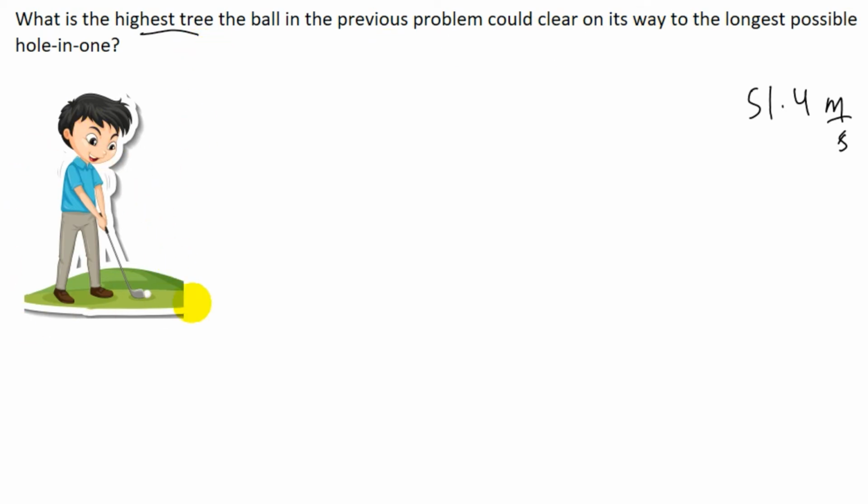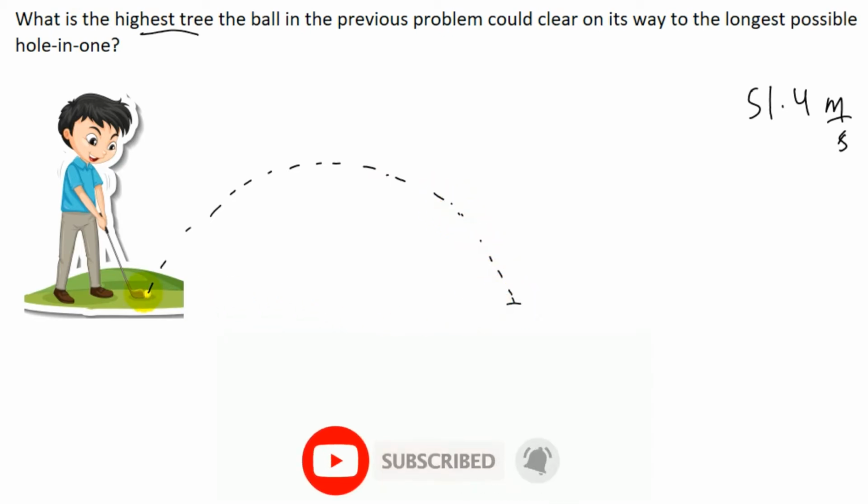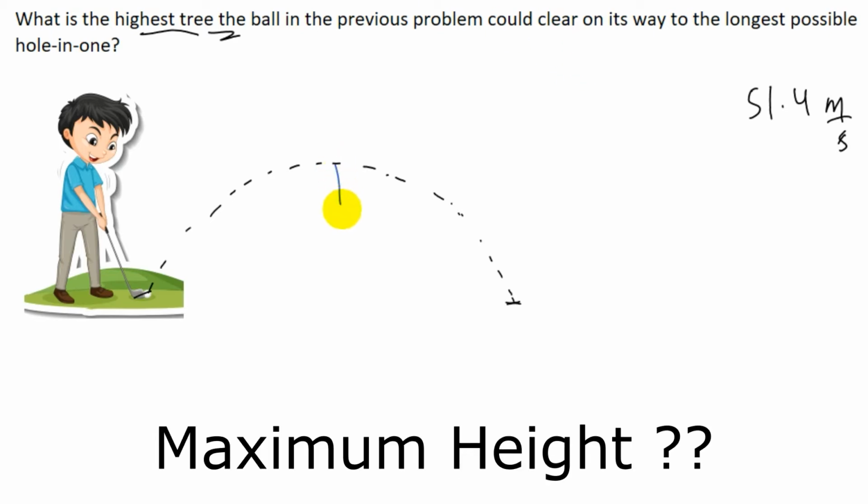Now the golfer hits the ball with some initial velocity, and this will be the trajectory of the ball, and it lands at the same elevation. We can assume this elevation is the same. Now what is the question asking? What is the highest tree the ball could clear? Basically it is asking for the maximum height. This height it is asking, h max.